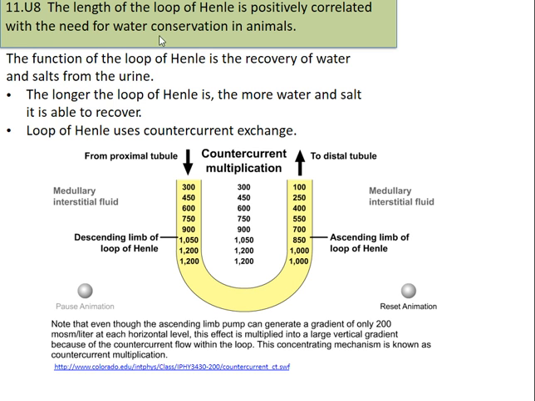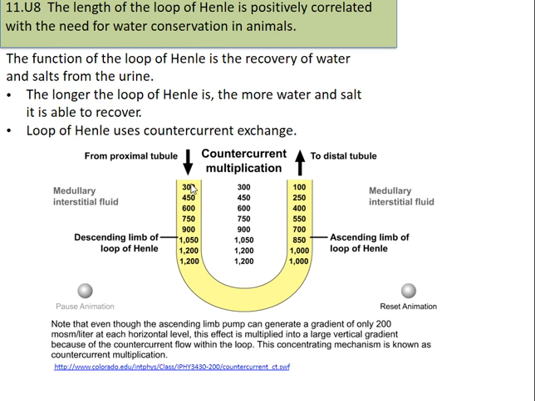You can see here this is coming from the proximal convoluted tubule, and these numbers give you the sodium concentration in what we call milliosmoles, and you might see this as mOsm. Osmoles are simply a unit for measuring the osmolarity of a solution. So you can see the solution has 300 milliosmoles coming in.